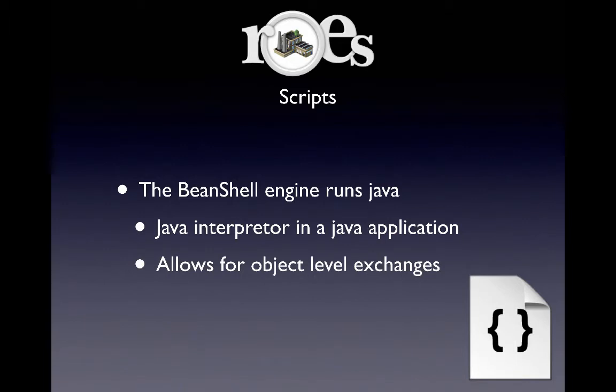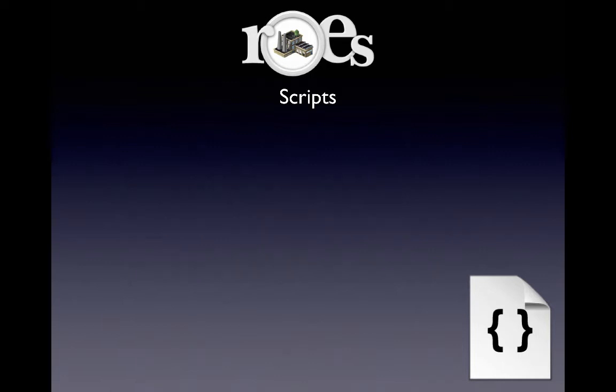And the implications of this are important because it allows us to do object level exchange between the server and the script. It also allows the script to have access to classes that we make available to the scripts. So there is a lot of capability that the server can be providing to the scripts, so they don't have to write nearly as much code to get all kinds of different capabilities.